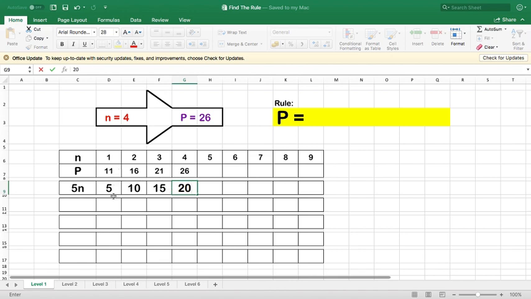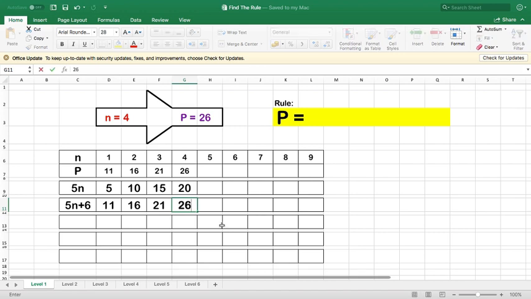But there is a direct link between these two sequences, because if we take this row here with the 5, 10, 15, 20, and then just add 6 to everything, we'll get the 11, 16, 21, 26. So for that reason, the rule looks like it's 5n plus 6, and then you get 11 and indeed 16 and indeed 21 and indeed 26.